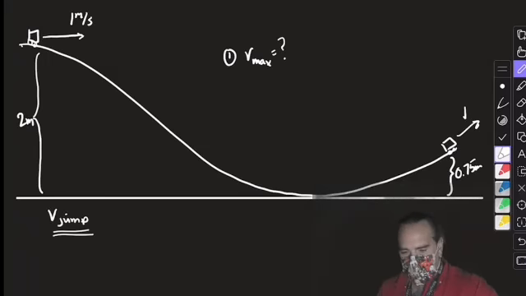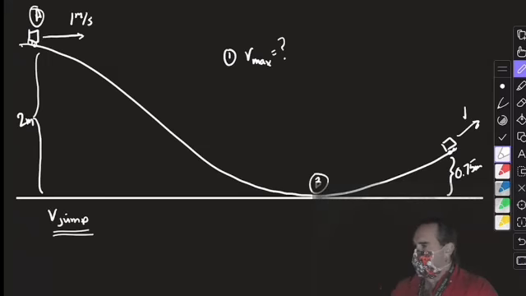Okay. So help me out. Where do we know the most information about the problem? Probably at the top. Okay, so that's state one. And where do you think it's traveling the fastest? I would say at the very bottom. I think you're right, because that's when all the energy is going to be kinetic. I think we're going to compare those two states.